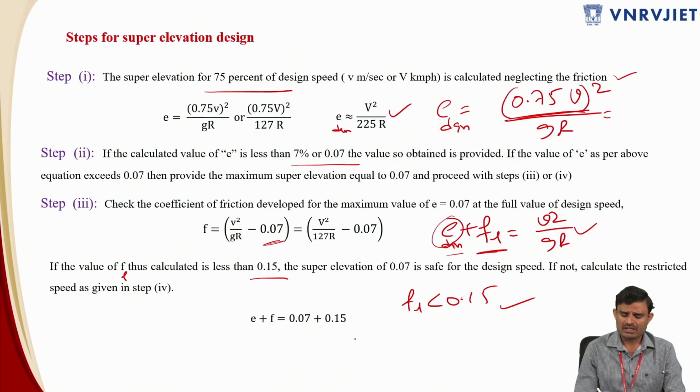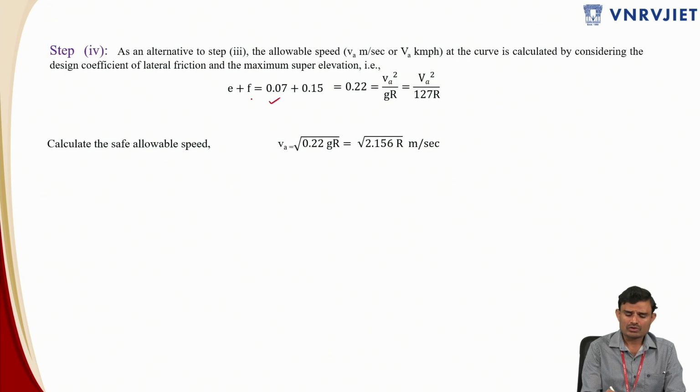But let us assume that still in this case fL is greater than 0.15, then you have to restrict the values of both fL and E design. So that is why you have to take the maximum value of superelevation. So that is nothing but E maximum plus fL maximum, which is nothing but the lateral coefficient of friction. You will be giving the maximum value, or else you have to assume some particular value. So you have to fix both these values and you have to take this value as 0.22.